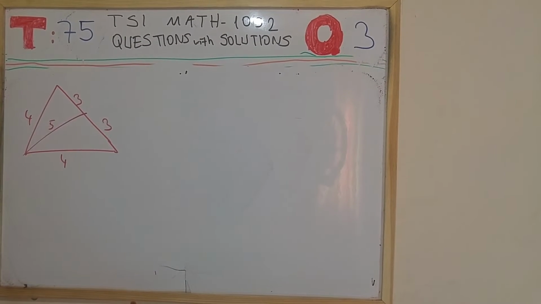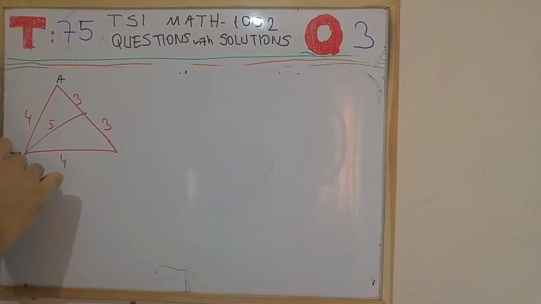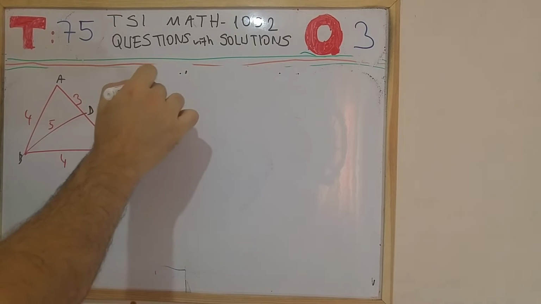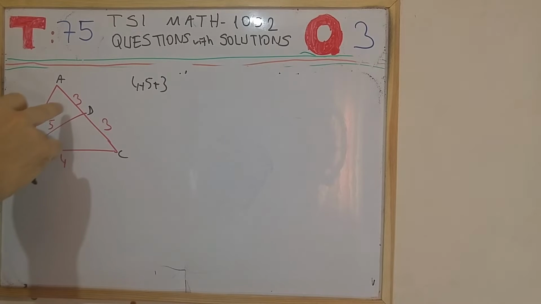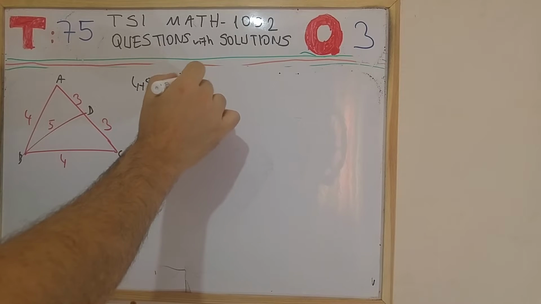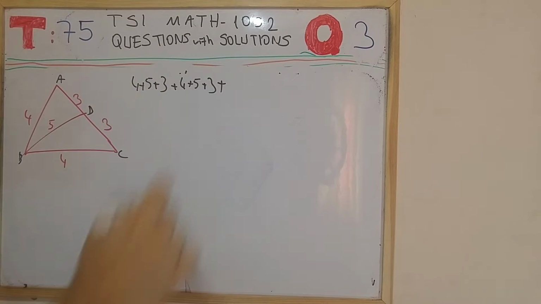Sum up the perimeters of all 3 triangles here. Let me name the triangle. First triangle is ABD. So what we have there is 4, 5, and 3. Second one is DBC. What we have there is 5, 4, and 3. And the final one is ABC, the big one.